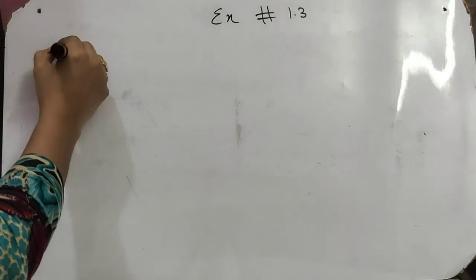We already learned about the additive inverse of a matrix. Now, what is the additive identity of a matrix?